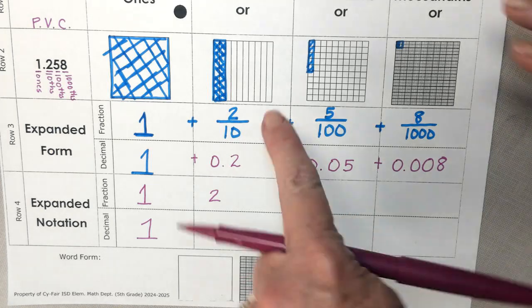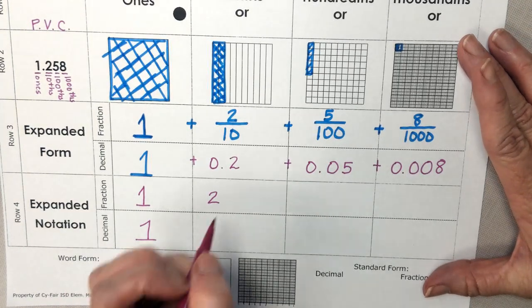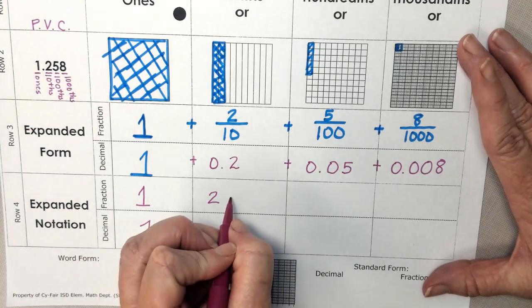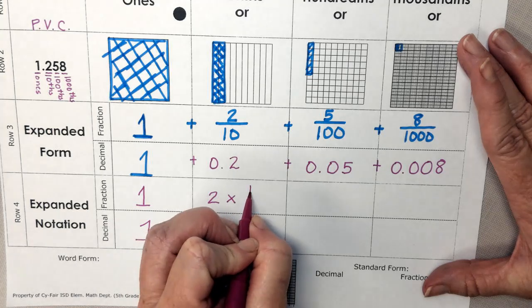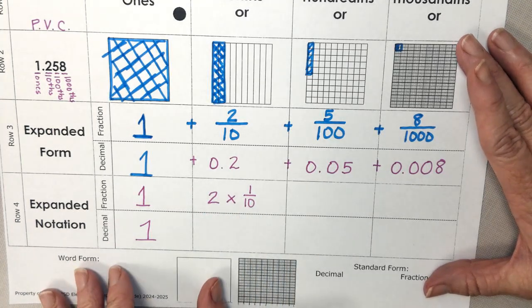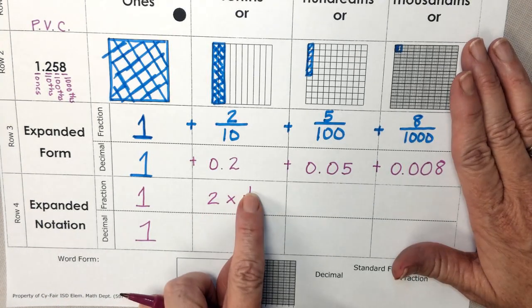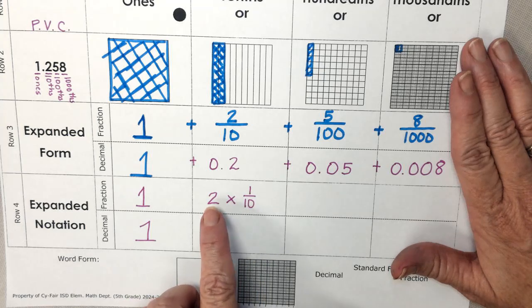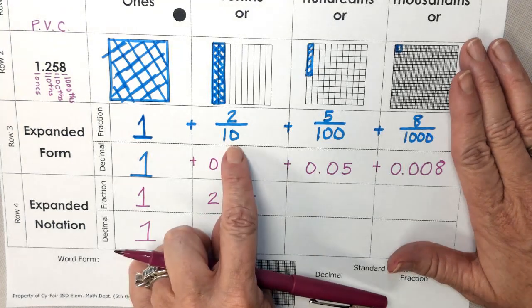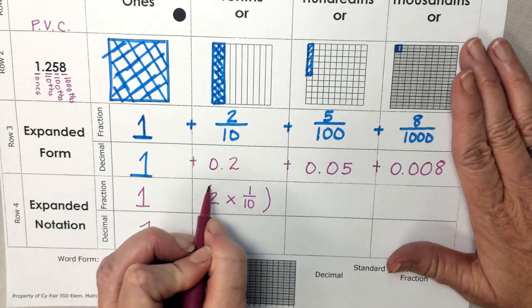And I know that I have a picture that's representing the tenths. So the 2 has a value of tenths. And we're writing this as a fraction, so we would say times 1 tenth. And anything times 1 is going to give me 2 itself. 2 times 1 is 2, right? So if I say 2 times 1 tenth, I'm going to get 2 tenths. And now I'm going to put parentheses around that.